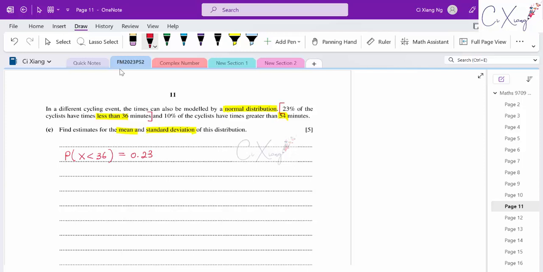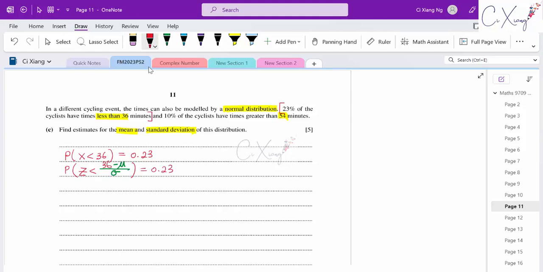And then for 36, right? It is the value of x, so I have to standardize it to become z. So 36 minus the mean, I don't know what the mean is, divided by standard deviation, I also don't know what the standard deviation is. And it equals 0.23.